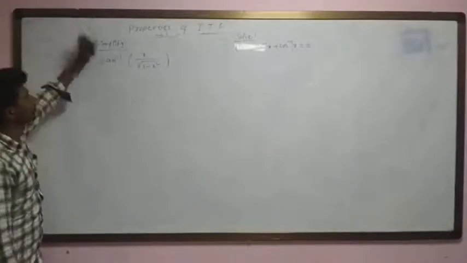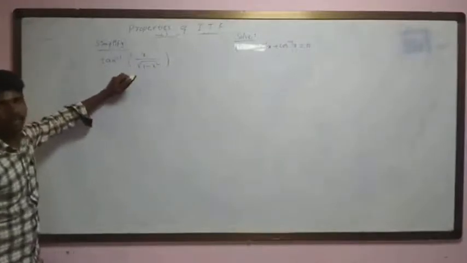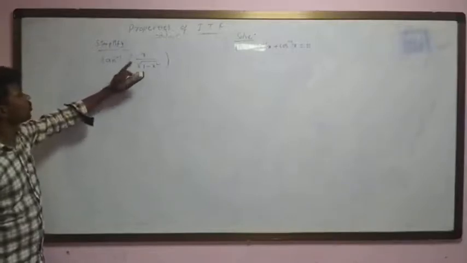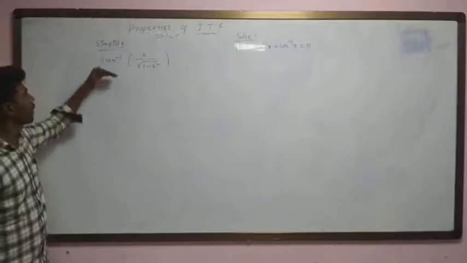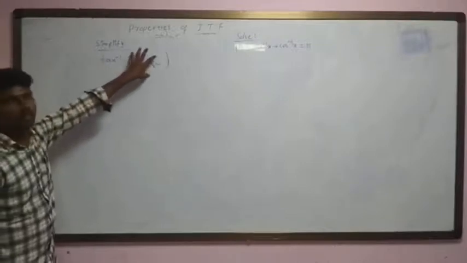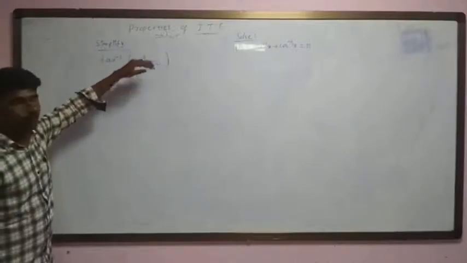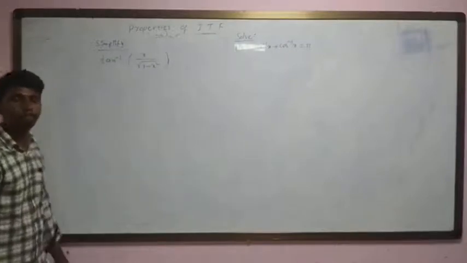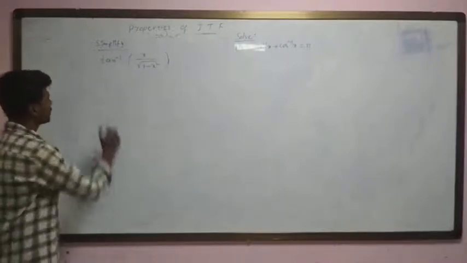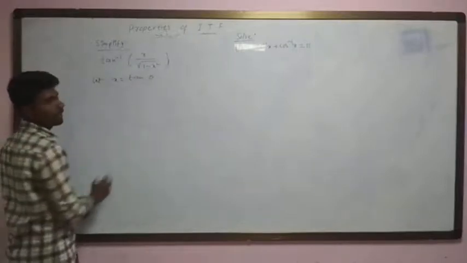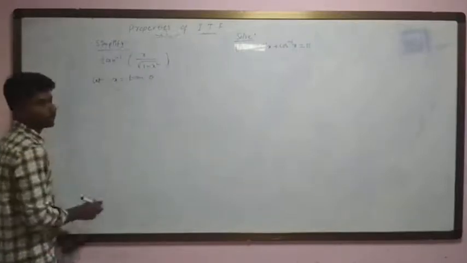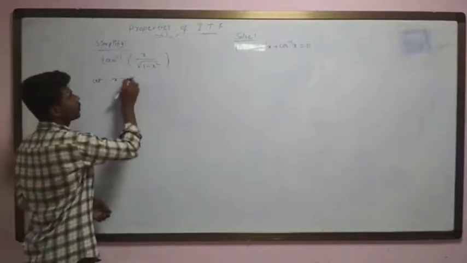Next: tan inverse of x by root of 1 minus x square. So these are not in terms of sin, cos, tan. So we have a tan inverse in terms of something. Directly we cannot simplify, but we can simplify using the substitution method. Let x be equal to, substitute x is equal to sin theta.